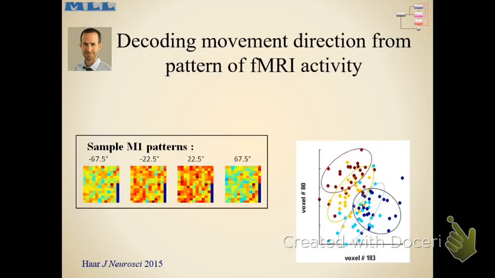And the way we're going to be looking at this, I'm going to skip over this, but there's this idea of multivariate analysis where what we're looking at is the pattern of activity and trying to figure out if there's information in the pattern of activity about the target that you're going to.